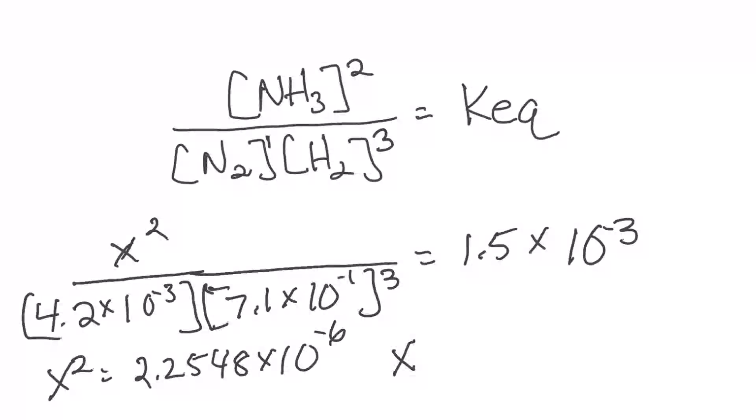And then I'm going to solve for x. So what is x? X is the square root of this number, and I have 1.5 times 10 to the negative third molar, because that's what we're dealing with, molar concentrations.